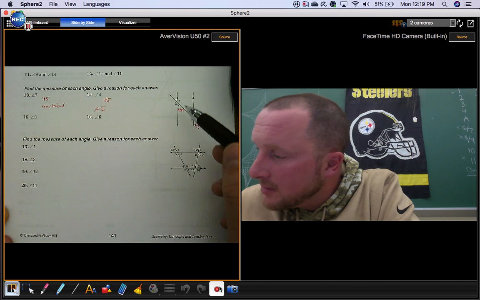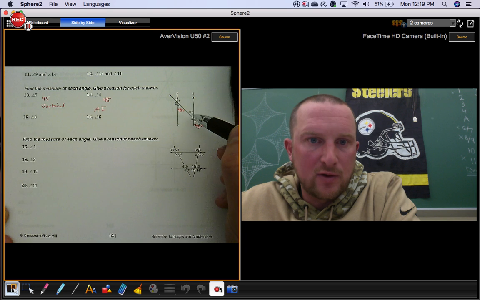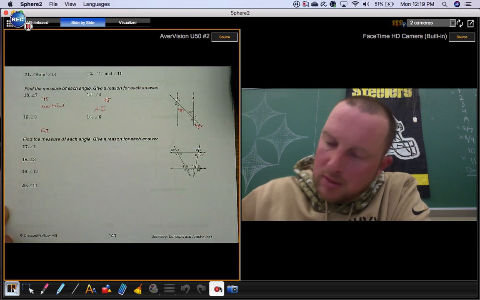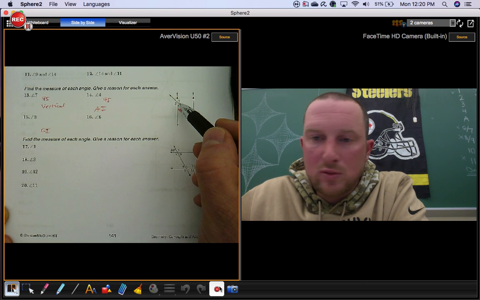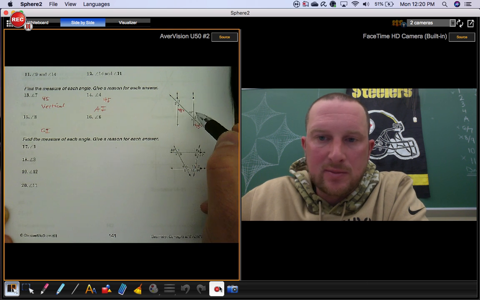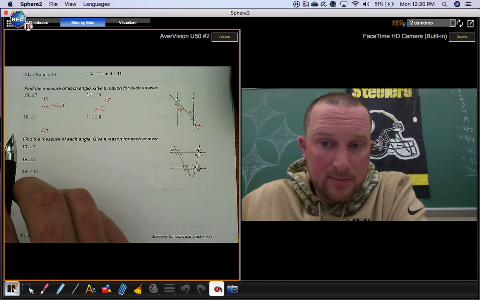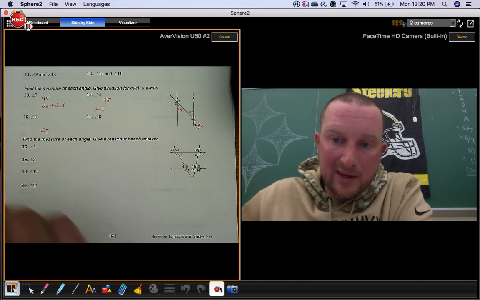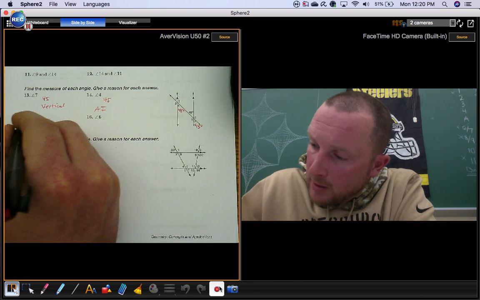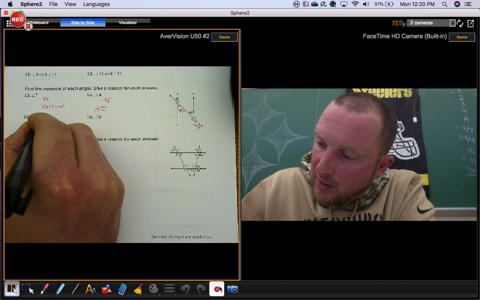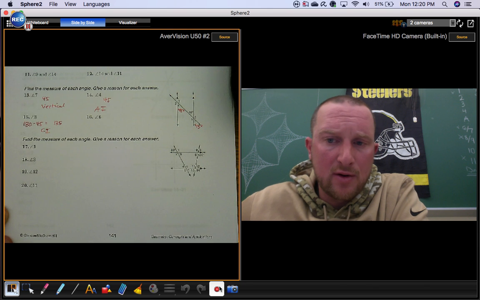Number 15, angle 3. What relationship does it have with the 45-degree angle? It's consecutive interior. This is an acute angle and this is an obtuse angle. They can't be the same measure. Consecutive interiors are not the same all the time. They're only the same when they're both 90. This one is not 90, so that one is not going to match it. So we're going to do 180 minus 45. And then it'll give you your angle measure, 135.